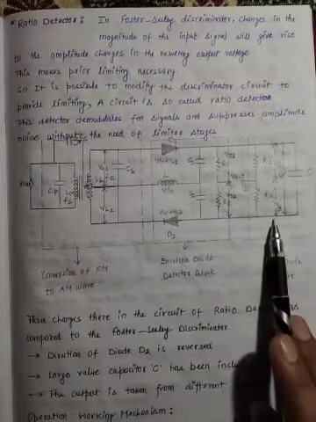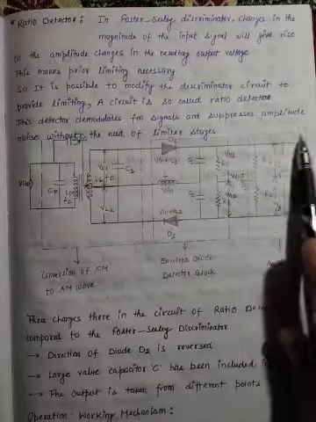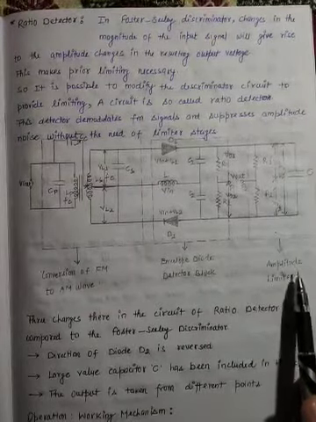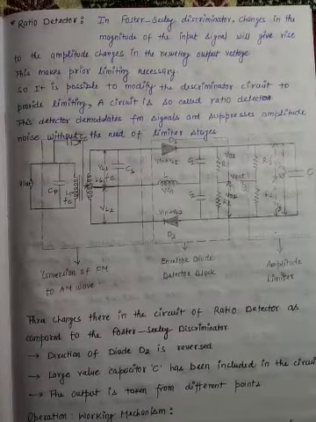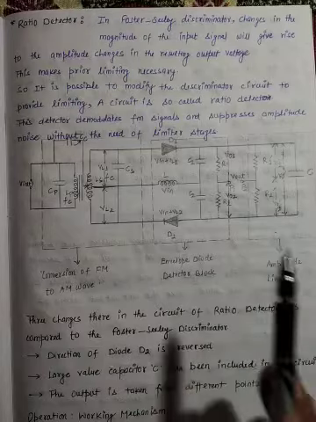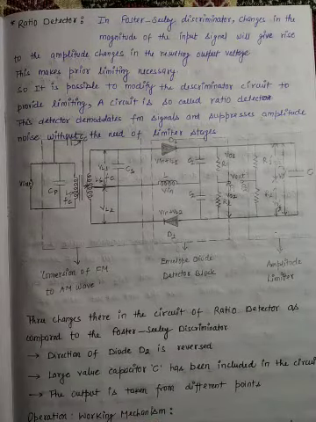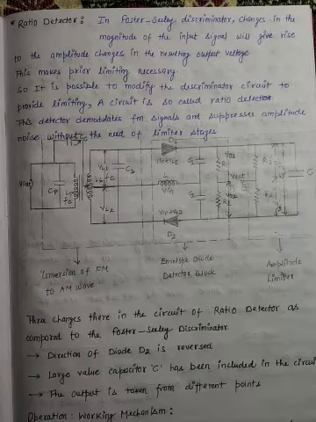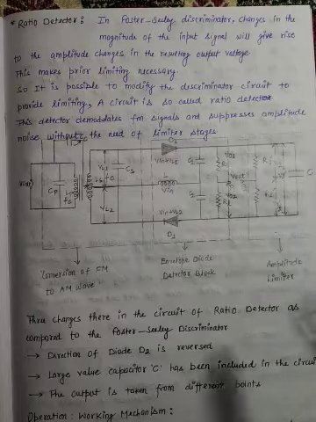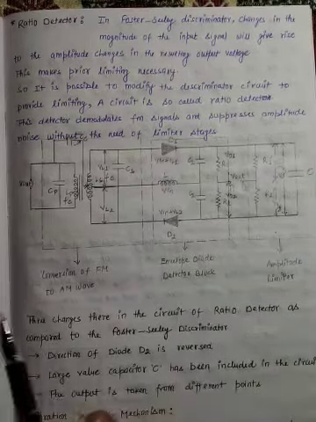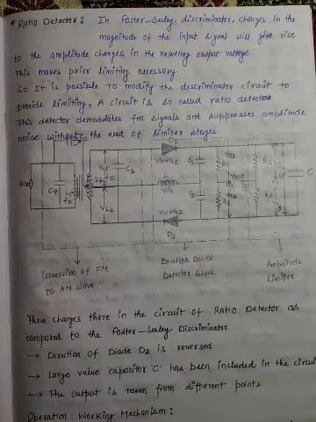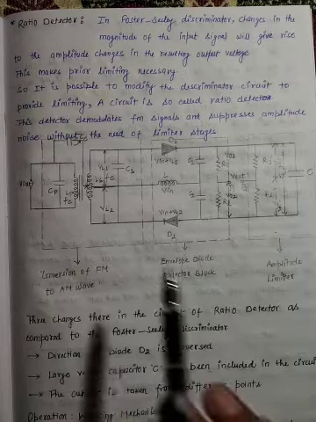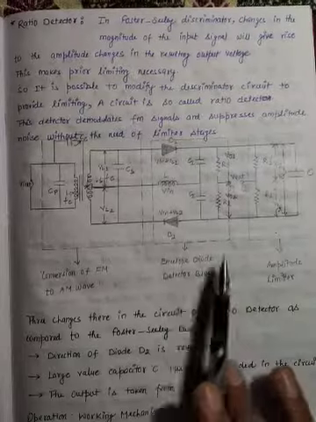And the third block is used as an amplitude limiter. Okay, and because of this block, there is no need for an extra amplitude limiter stage. Okay, this is an inbuilt amplitude limiter in the ratio detector. So there is no need to employ a separate amplitude limiter stage at the output of the envelope diode detector block.